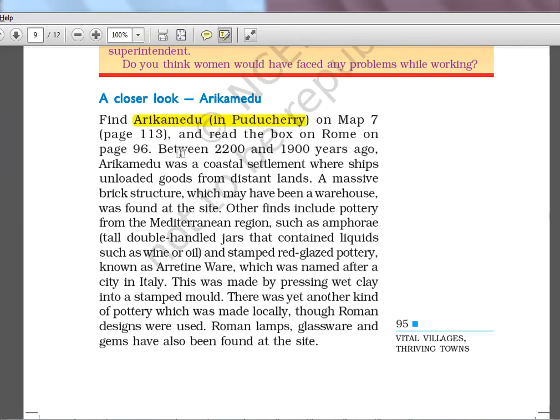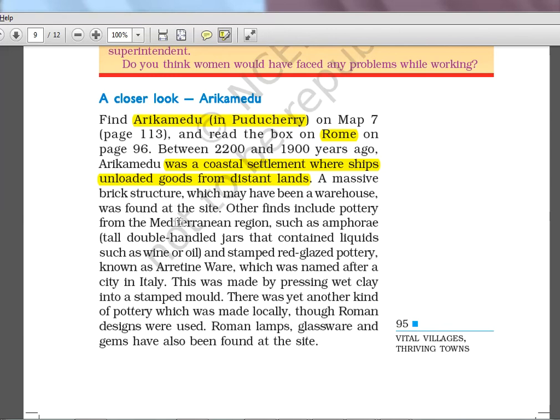So it is famous for the trade. Okay, a coastal settlement where ships unloaded goods from distant lands. I think even trade with Rome was there. South India mostly had rich trade with Rome. And a massive brick structure which may have been a warehouse was found at the site.